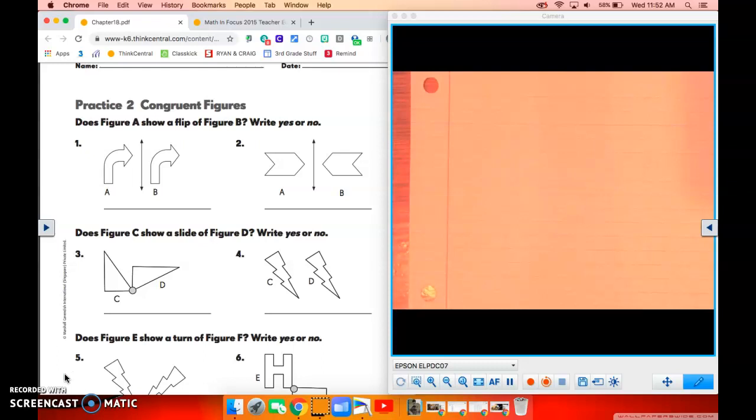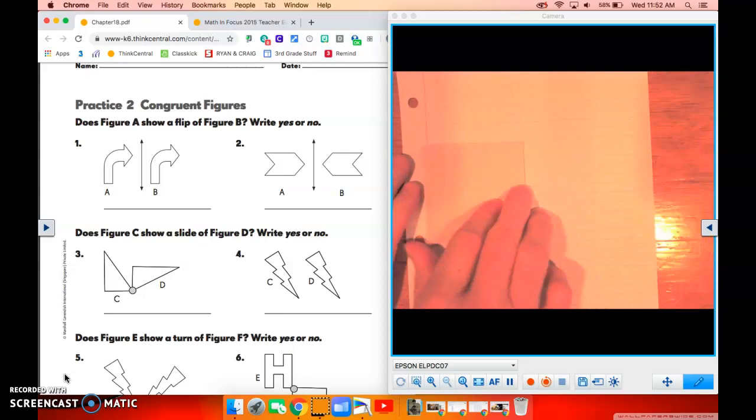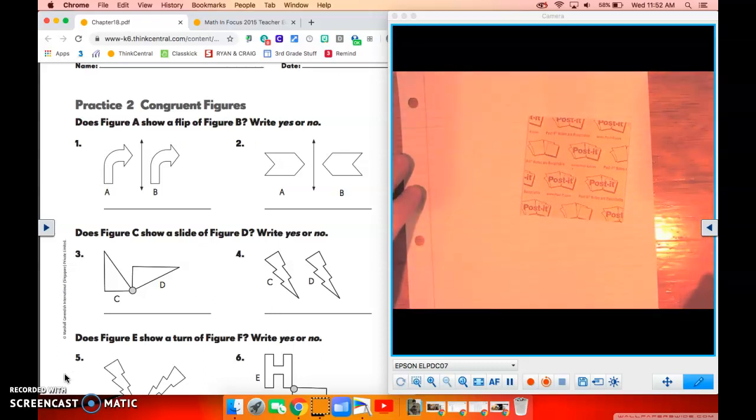Yes or no? So I look at Figure A, and it's an arrow that goes up and to the right, correct? Well, if I look at B, it's the same exact thing. So it hasn't done anything. It hasn't flipped, because what you're basically doing is you're taking Figure A, we'll say that this here's Figure A, okay? And we're going to flip it.